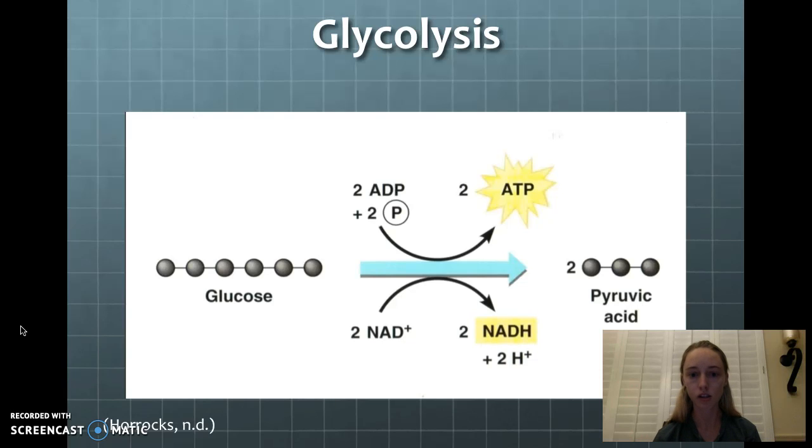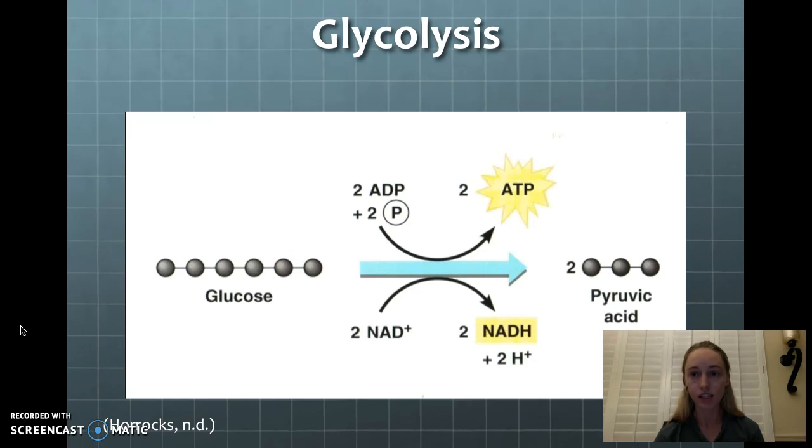In this process, 2 ADP and 2 phosphates combine to yield 2 ATP, and NAD transforms into 2 molecules of NADH. Those are two important numbers to put in the back of your mind. We're going to use those later. And in this process, it comes out with 2 molecules of pyruvic acid, or pyruvate, which can be used interchangeably.